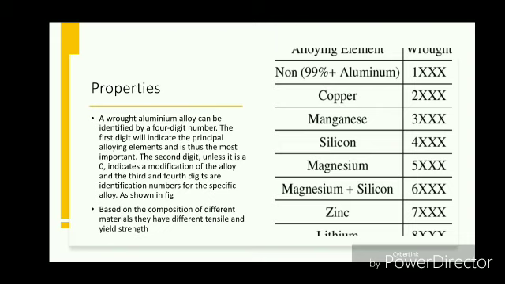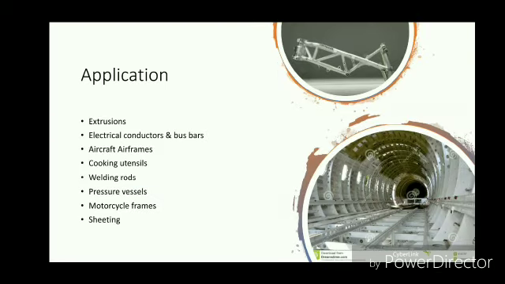So we can see in the figure that a few examples are given. Applications: they are applied in aircraft airframes, electrical bus bars, motorcycle frames, etc. These rods are mechanically rolled by a roller, and these sheets are mechanically flattened.